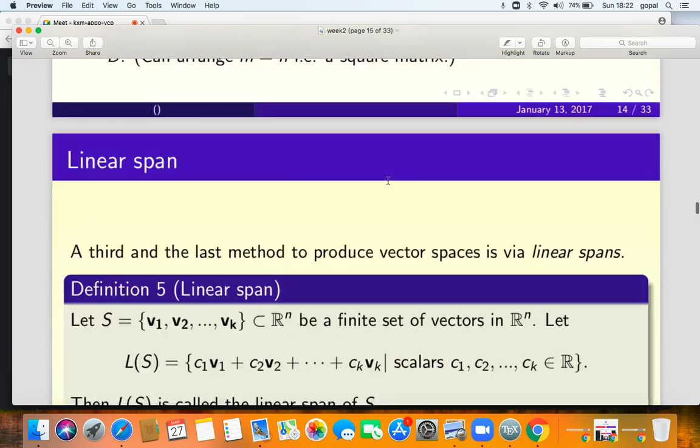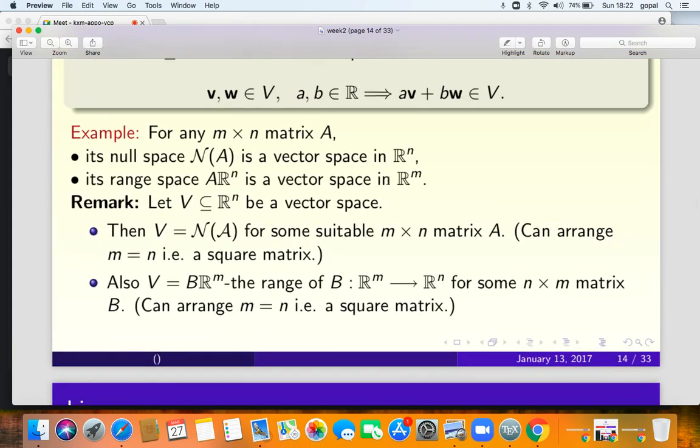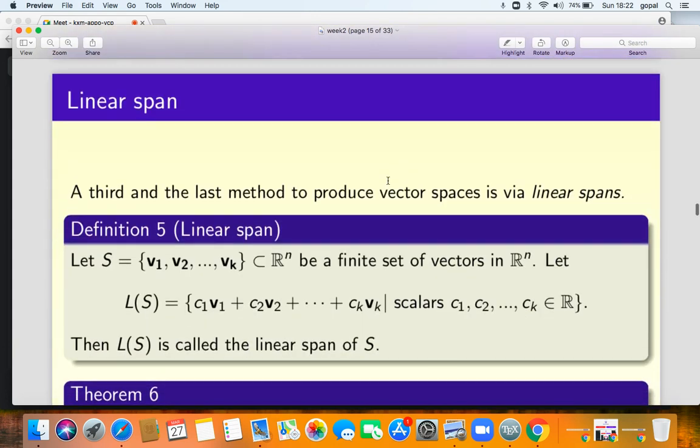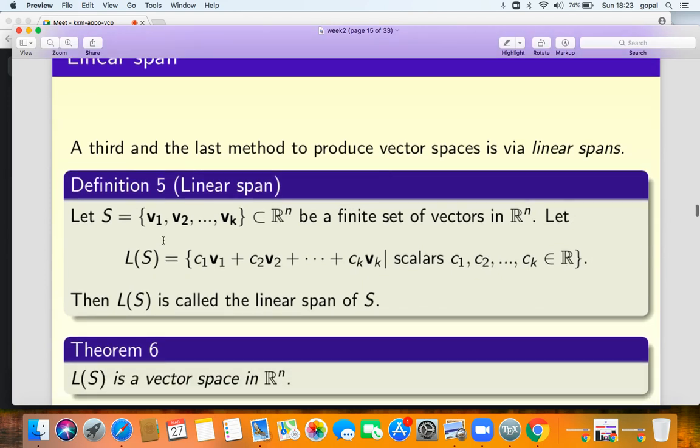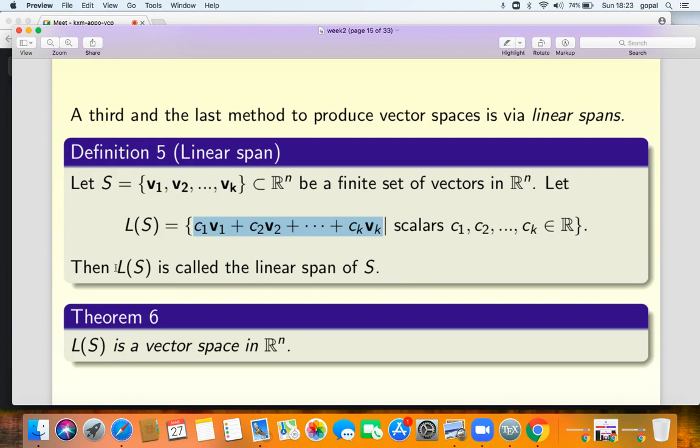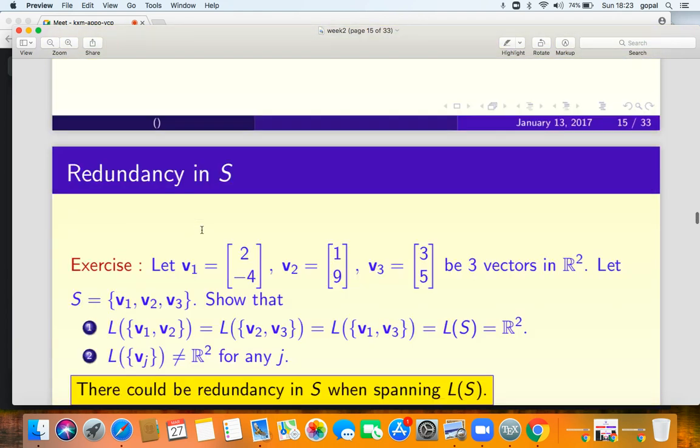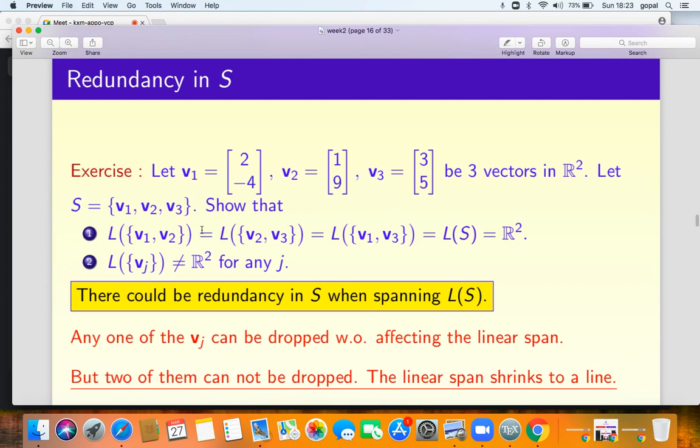And then there are examples of linear span, and examples of vector subspaces. You are given a set of vectors in Rn, and you take all possible linear combinations of these vectors, and you get the linear span. You also say that LS is the vector subspace generated by V1, V2, ..., Vk. That's another way of saying it. So now let us take this example. We have taken V1, V2, V3, three vectors in R2, and we take the linear span of V1, V2, V3.